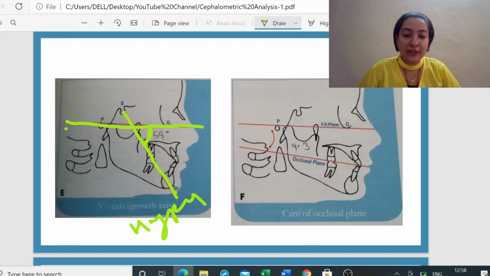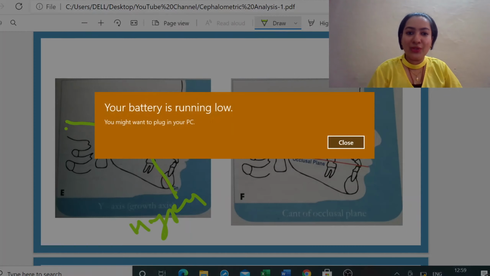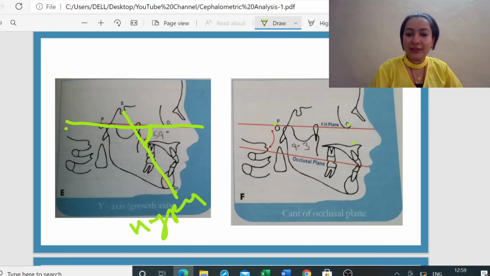The next parameter which was given by Downs is the cant of occlusal plane. How do you trace the cant of occlusal plane? How do you get the angle? Again, we use orbitale and porion. The FH plane is a very commonly used horizontal plane. See, all the analyses are based on this. So join orbitale and porion, get your Frankfurt horizontal, and trace the occlusal plane. As discussed in the previous video, you all know how to trace an occlusal plane. When the occlusal plane and the Frankfurt horizontal plane intersect each other, we get the cant of occlusal plane.